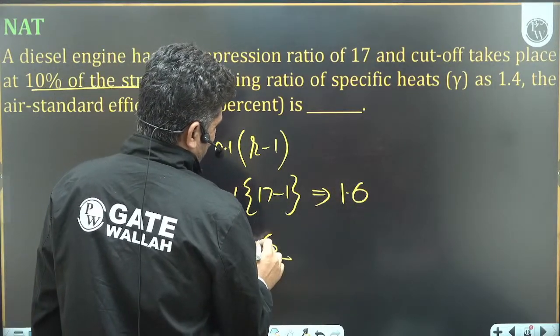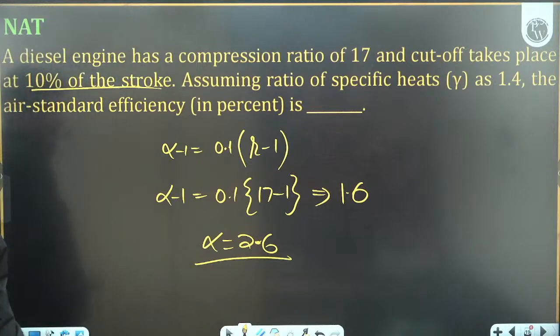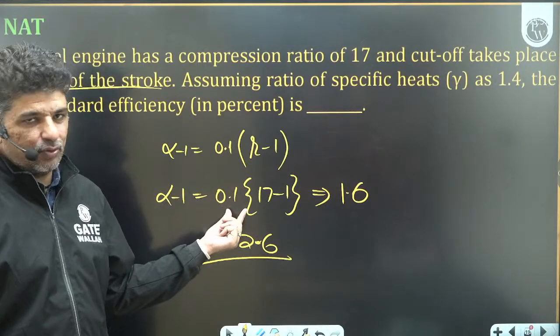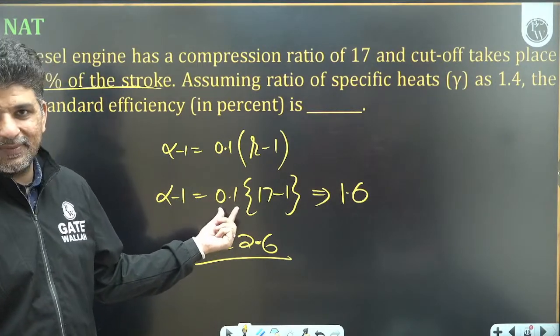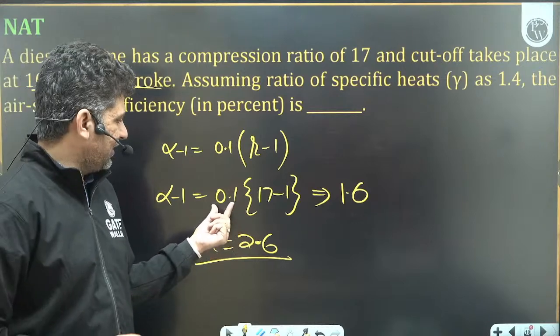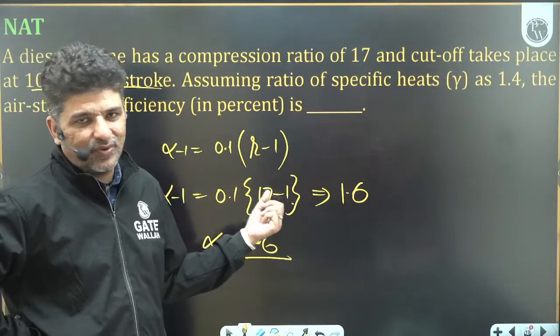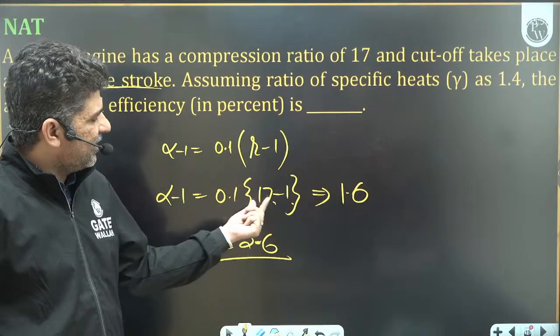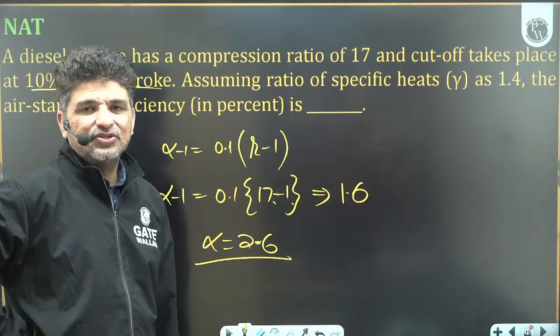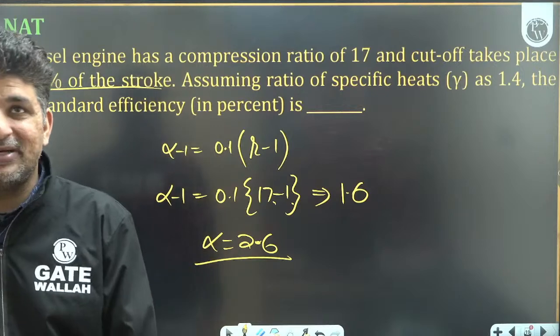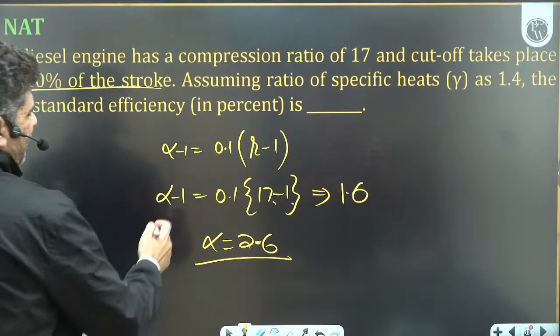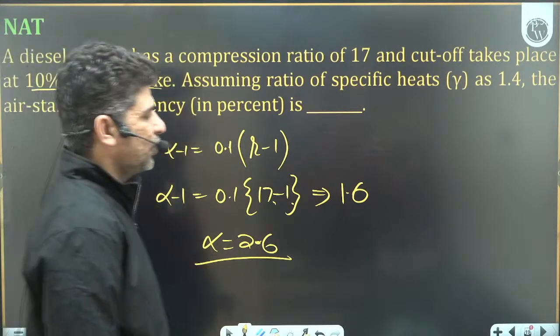Okay, so alpha minus 1 is equal to the length of the stroke where the cutoff is taking place, multiplied by r minus 1. So you see this is 0.1 multiplied by 17 minus 1, which is 16. So 16 multiplied by 0.1 is 1.6. ठीक है? And then alpha minus 1, from here you will get alpha equal to 2.6.